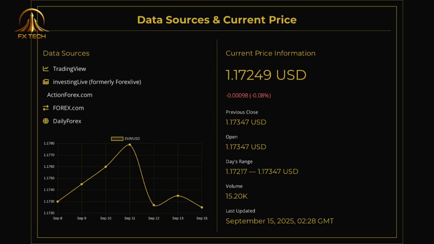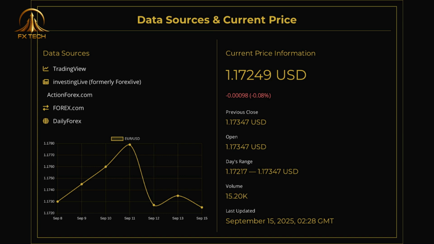To begin, let's review the sources of our analysis and the current market price of the EUR/USD pair. We have gathered data from TradingView, investingLive, actionforex.com, and DailyForex. Please note that we were unable to access data from forex.com due to restrictions.